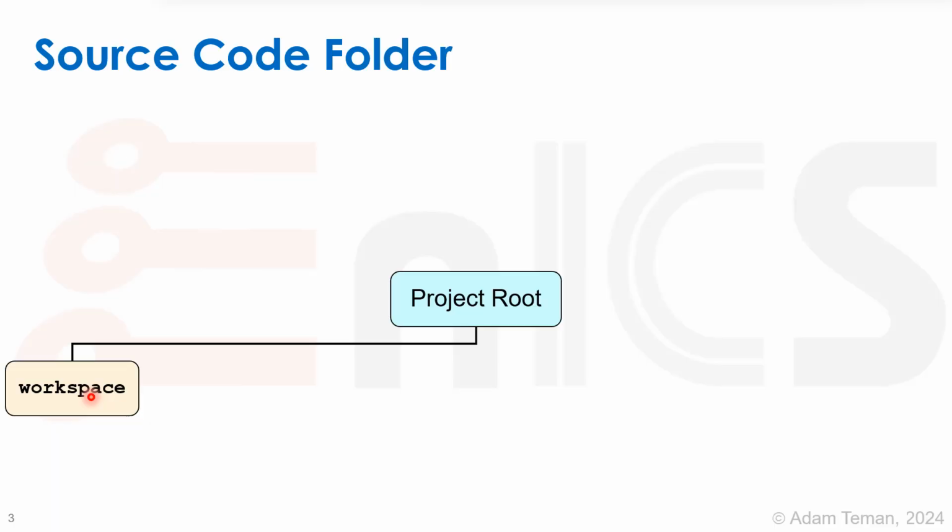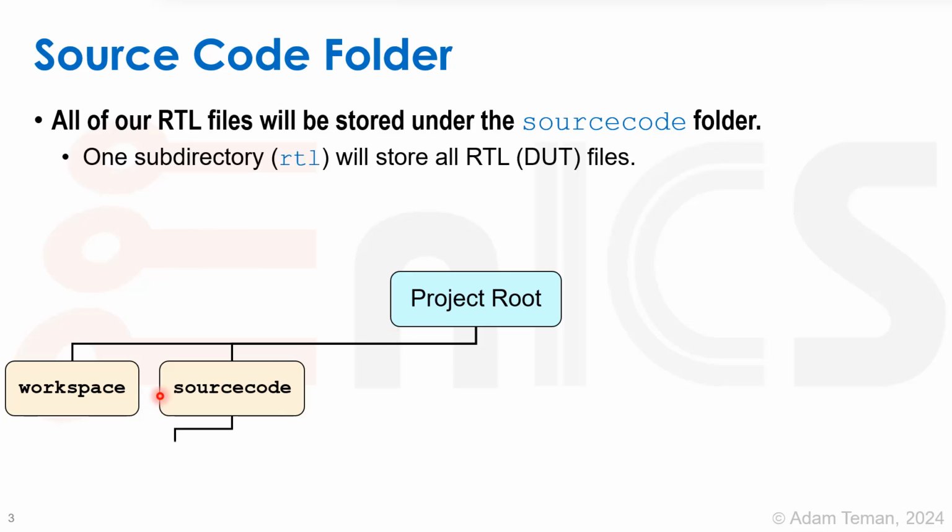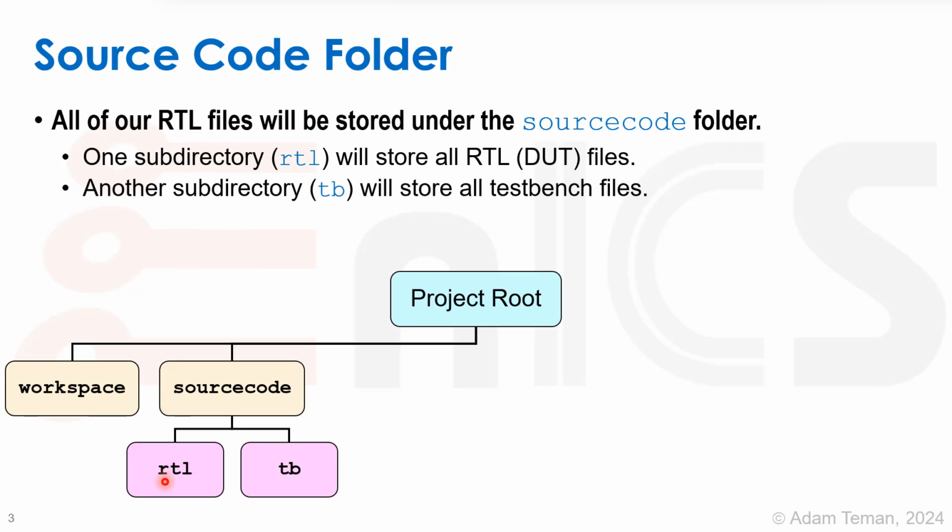The next folder is the source code folder, and that's where I put all of our RTL files. So we have this source code folder that's going to be parallel to the workspace folder under the project root. And inside, I'm going to divide my whole design into two things. One is called the RTL folder, and the other is the test bench folder. The RTL folder will have all my DUT, all my design files. The TB will have all the test bench files. So everything I'm going to synthesize and so forth will be in here, and this is going to be used for simulation and so forth.